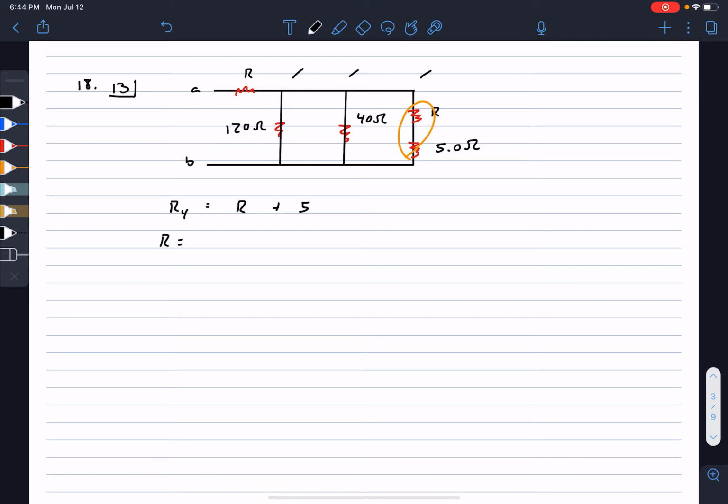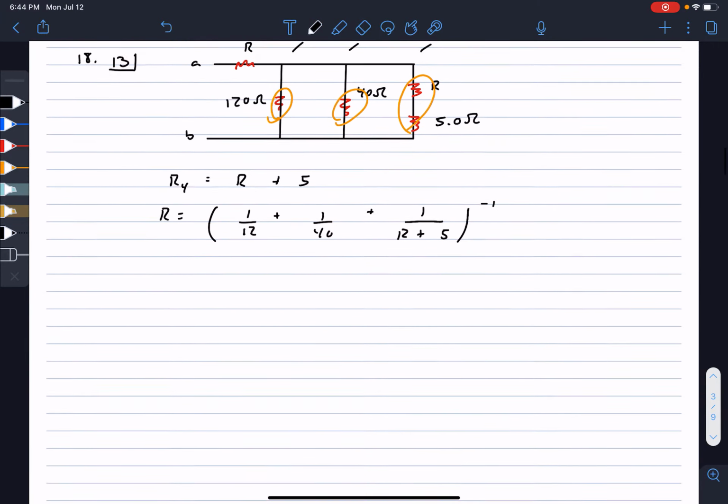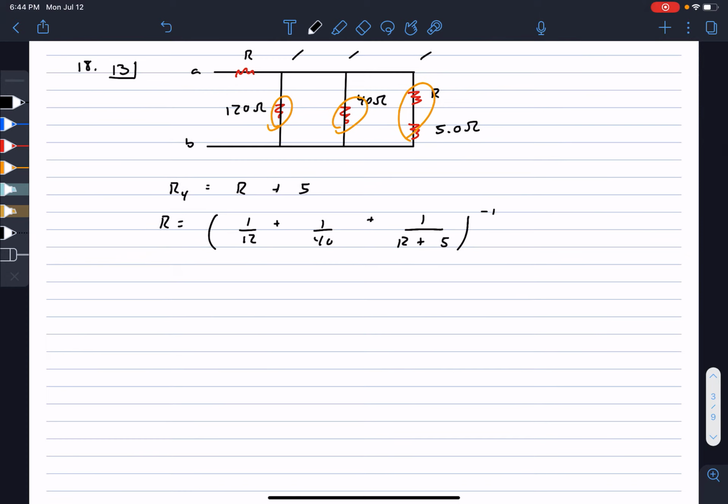So then we want to have 1 over 12 ohms from here, 1 over 40 ohms from here, plus 1 over R plus 5, and this is all going to be inverse in order to get it in this form, because recall that equivalent resistance is like this. Okay, so we sum this up. What do we get?